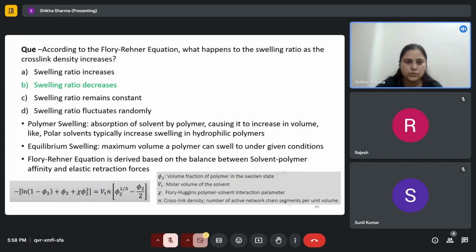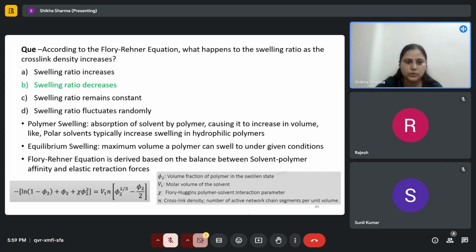In the case of a polar solvent, it typically increases swelling in hydrophilic polymers, right? The Flory-Renner equation is derived based on the balance between the polymer-solvent affinity, how the polymer and the solvent interact, and their elastic retracting forces. Based on that, the Flory-Renner equation is given.